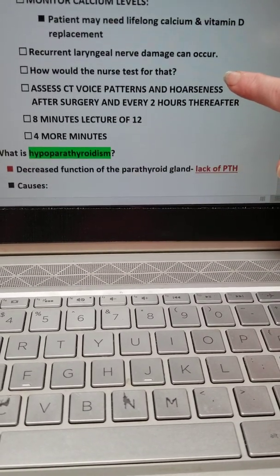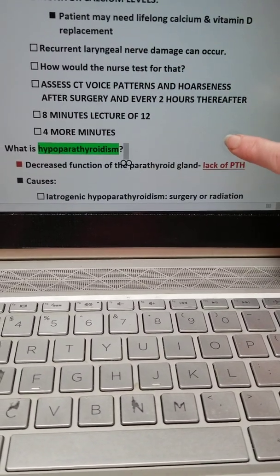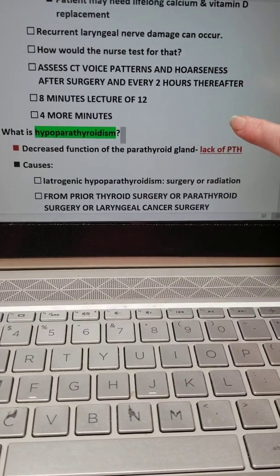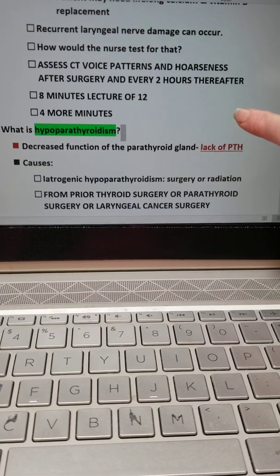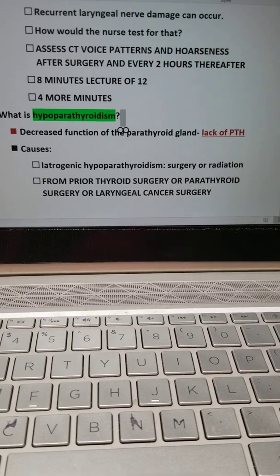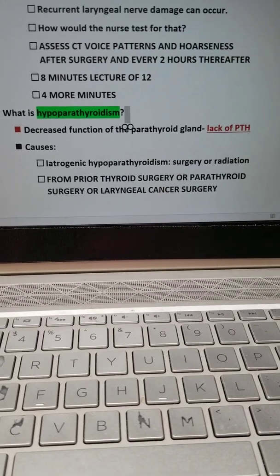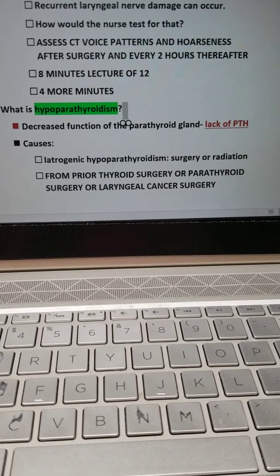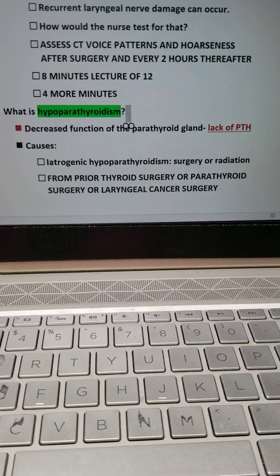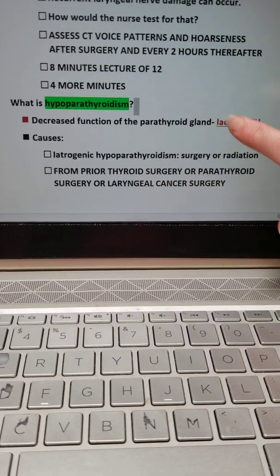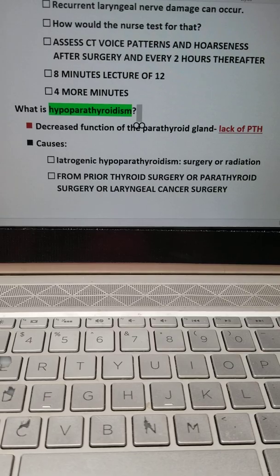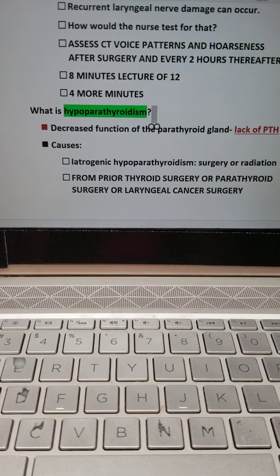Recurrent laryngeal nerve damage can occur. So you'd assess that, like if they're able to talk fine. How would the nurse test for that? Assess client's voice patterns and hoarseness after surgery and every 2 hours thereafter. And that completes hyperparathyroidism. Next video will be hypoparathyroidism.